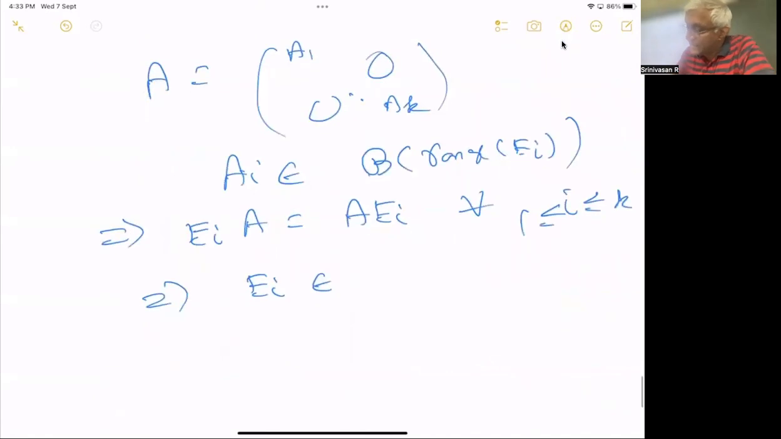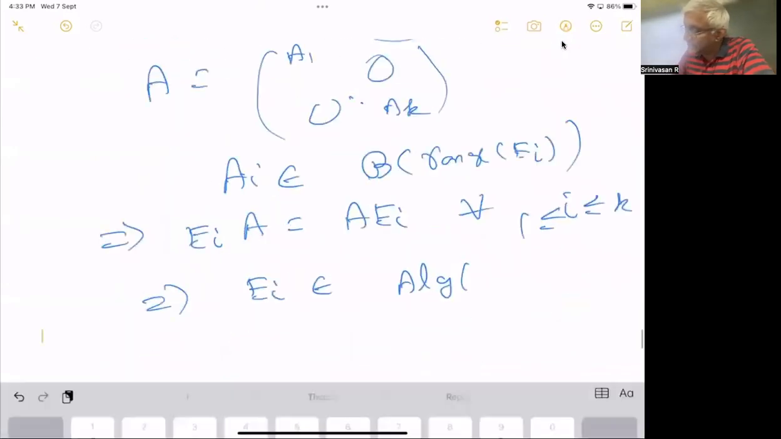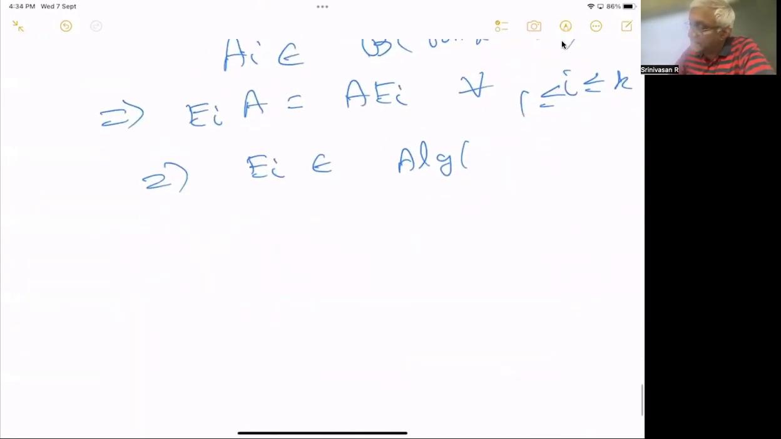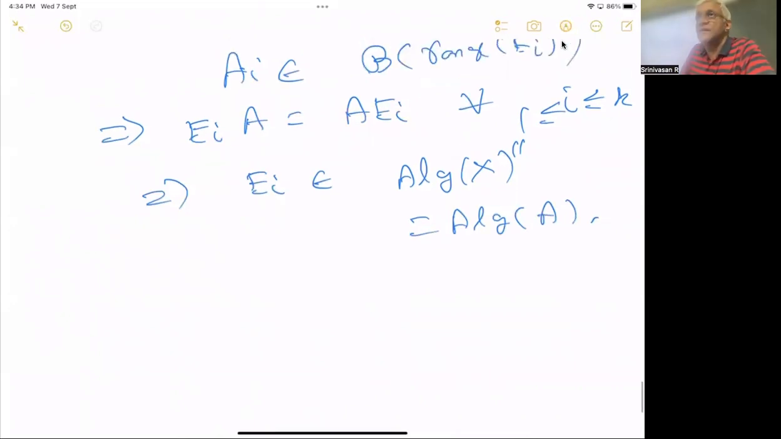So this just implies the EIs are in the algebra generated by X. There's no star algebra needed, since it's self-adjoint. If you take the algebra generated by X, the EIs are in the double commutant of that. But this is equal to the algebra generated by X, which we proved just now, the double commutant theorem. So this just says that if X is a self-adjoint operator, its spectral projections are in the algebra generated by that X.